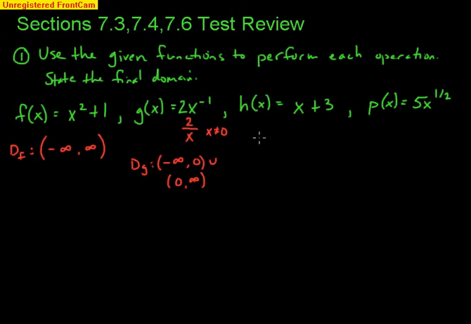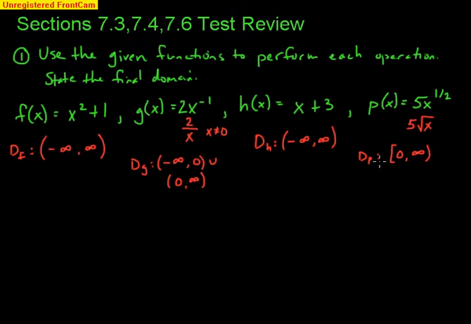Okay, the domain of h. x plus 3 is a linear function. A linear has arrows on both ends, all real numbers. And then lastly, p. Well, we have to remember that x to the 1/2 is the square root of x. And square roots are even indexes, which means there is a domain issue. Inside a square root must be 0 or positive. 0 to infinity. Okay, so here's the first way you start: find the original domains.